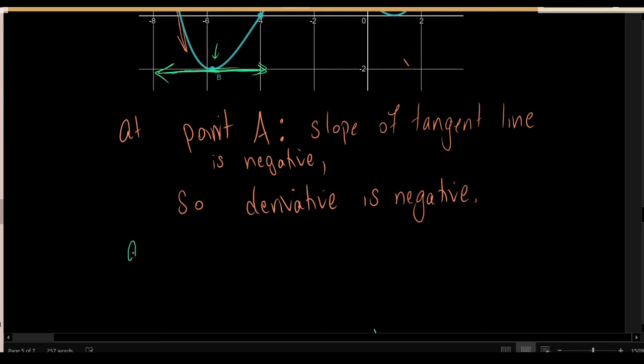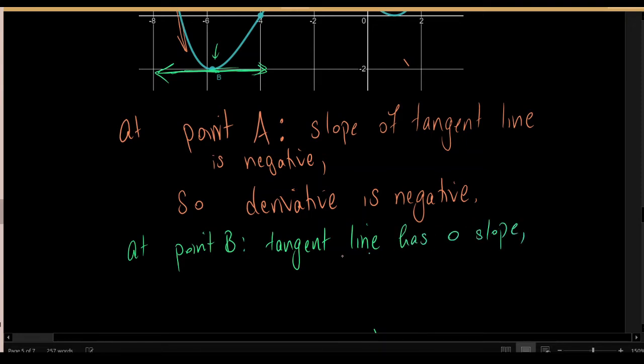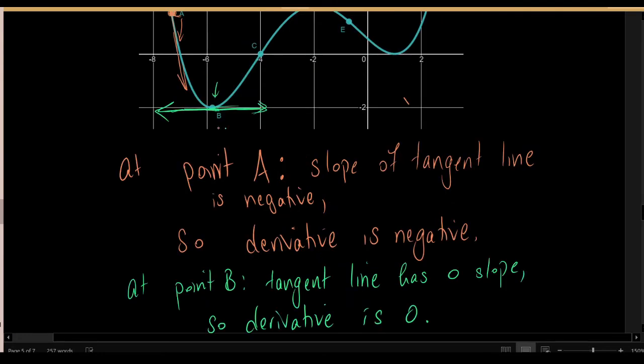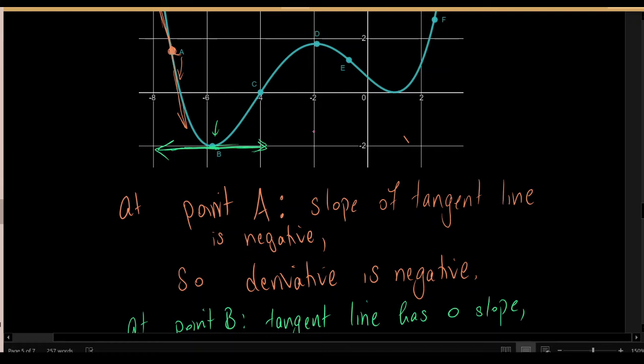So at point B, the tangent line has 0 slope, so the derivative would be equal to 0. This is a manifestation of the fact that the graph at the point B was, roughly speaking, flat.